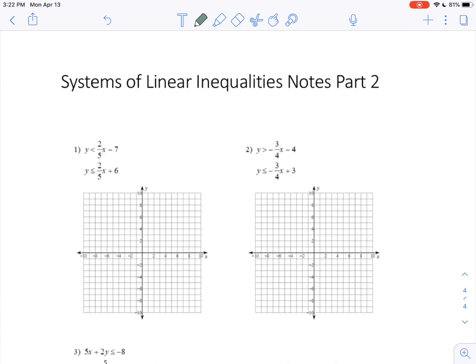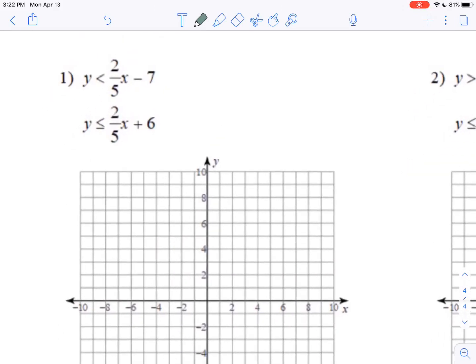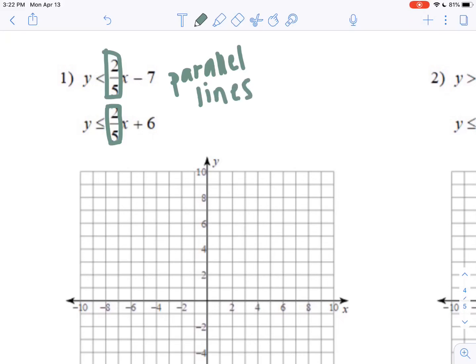Okay, part 2. So number 1, these are both already solved for y for me, so very easy. So hopefully you're noticing that these both have the same slope, right? So these are parallel lines. Before, when we had parallel lines with just solving a system by graphing, we would say automatically no solution, right? Okay, well this is different with inequalities because the shadings might actually end up overlapping. We don't know, so you actually have to graph these out to see.